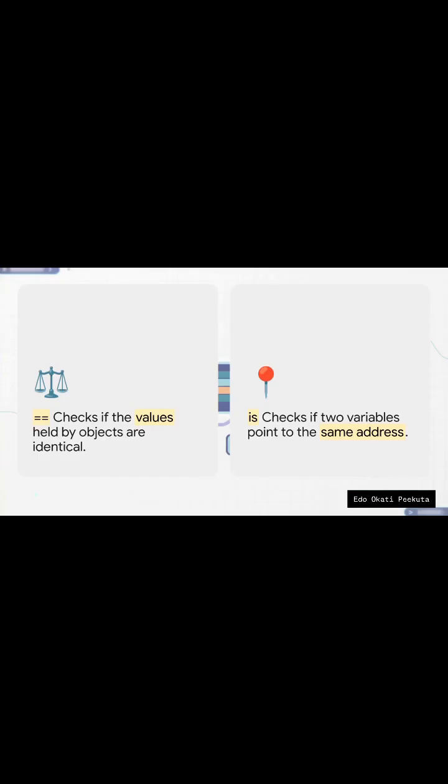Next up, section 5, identity versus equality. Since we're dealing so much with references and memory addresses now, how do we properly check our variables? Well, we have to explicitly contrast checking values versus checking memory locations. The double equals operator checks for equality. It basically asks, are the values held by these objects identical? But the is operator checks for identity. It asks a much deeper question. Do these two variables point to the exact same memory address? This distinction is totally critical. You could have two distinct lists with the exact same numbers inside them, meaning they're equal, but they reside at different memory addresses, meaning they do not share an identity.